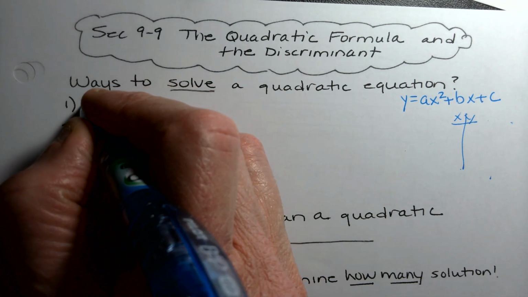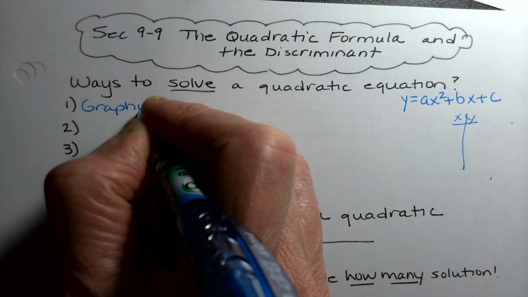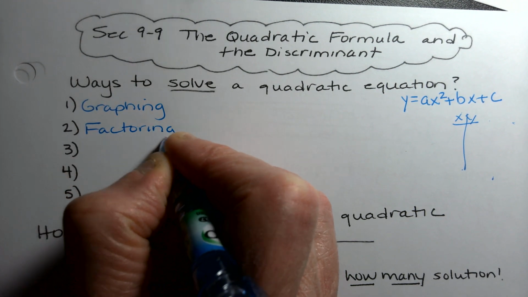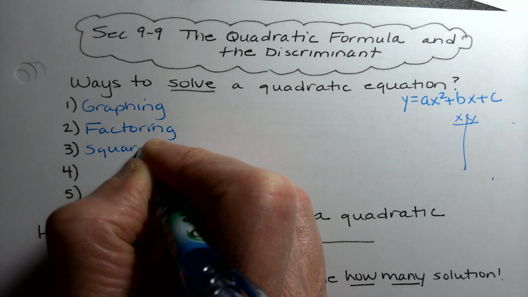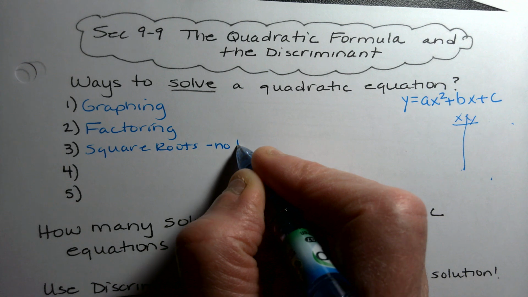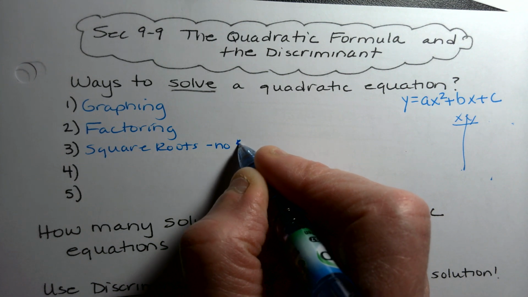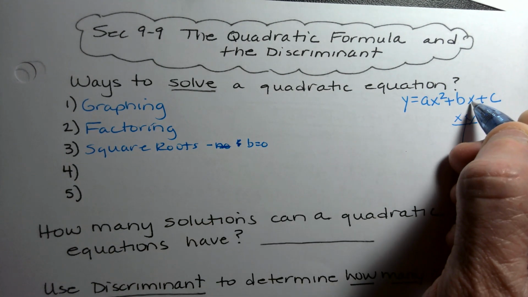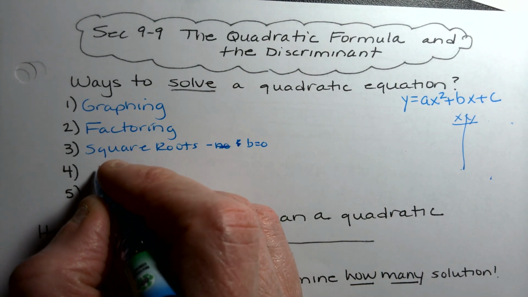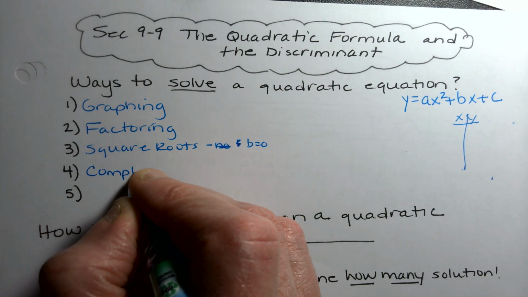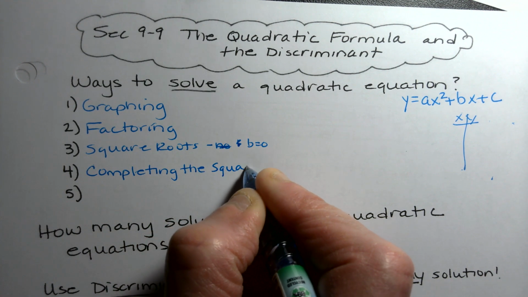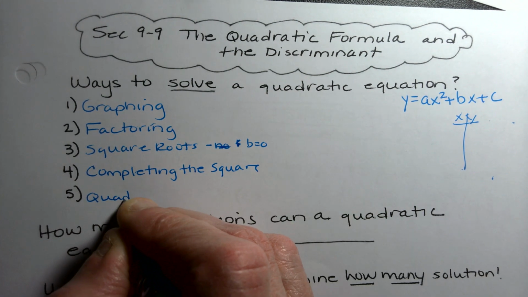But the first way we talked about was graphing. The second way we talked about was factoring. Then we had square roots. And square roots worked when there was no b, I should say b was 0, right? So that this x term fell out and you just had the x squared. Fourth, we did yesterday, completing the square. And today, the quadratic formula.